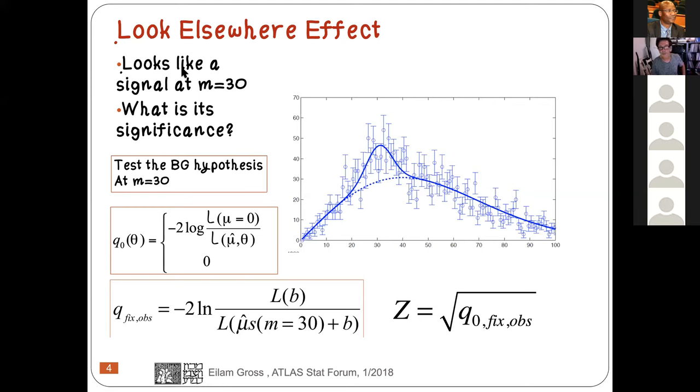As usual, downward fluctuations of the background do not serve as evidence against the background, so we care only about upward fluctuations. At this mass of 30, the fixed test statistic, fixed because we set a mass, is minus 2 log of the likelihood of the background hypothesis over the global likelihood, which is the likelihood of mu s plus b, where the maximum likelihood is at mu equal mu hat, and then q gets its maximum. When we estimate q, the significance is simply the square root of this q.